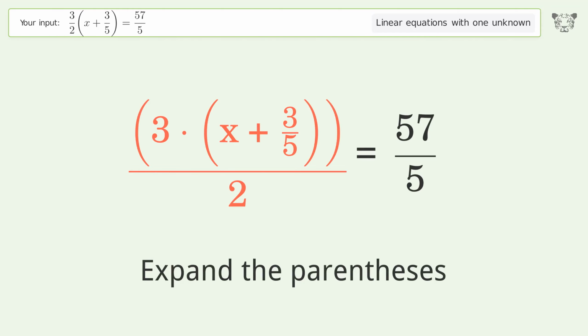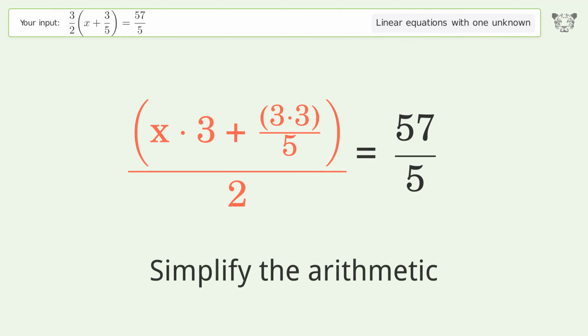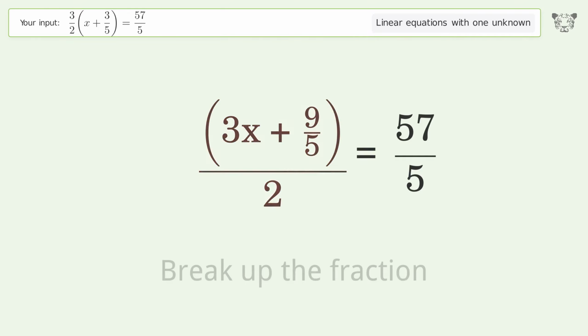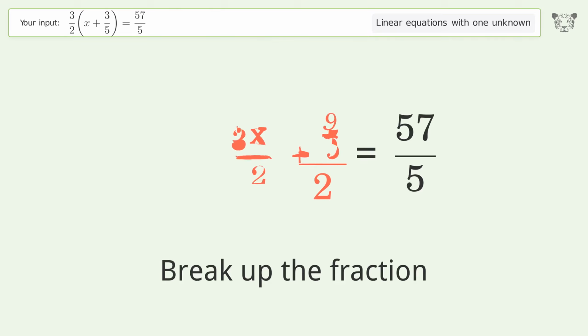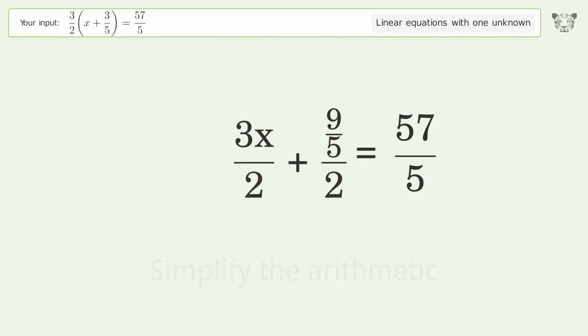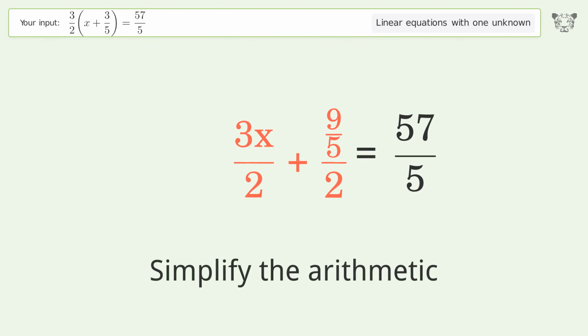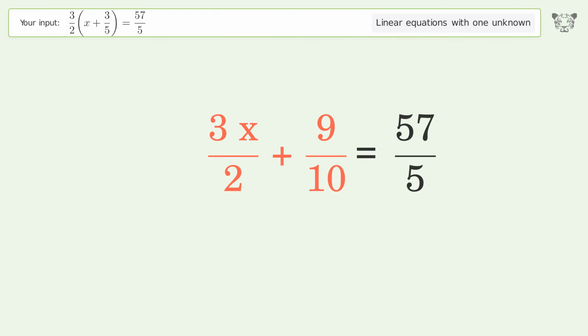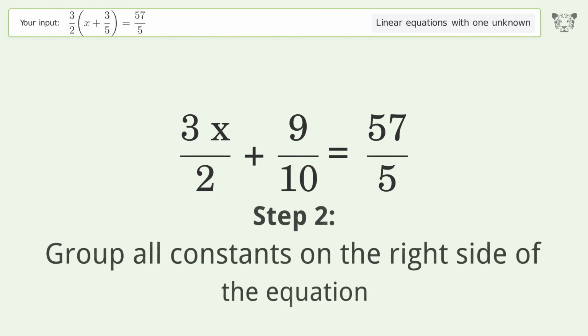Expand the parentheses. Simplify the arithmetic. Break up the fraction. Simplify the arithmetic. Group all constants on the right side of the equation.